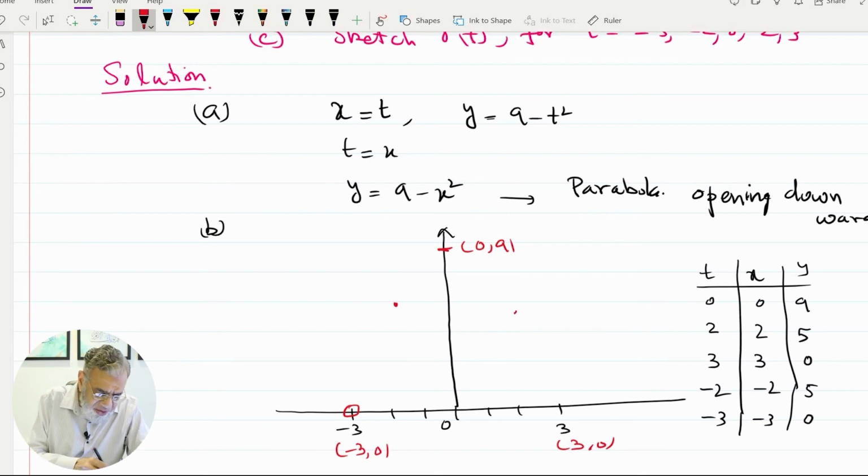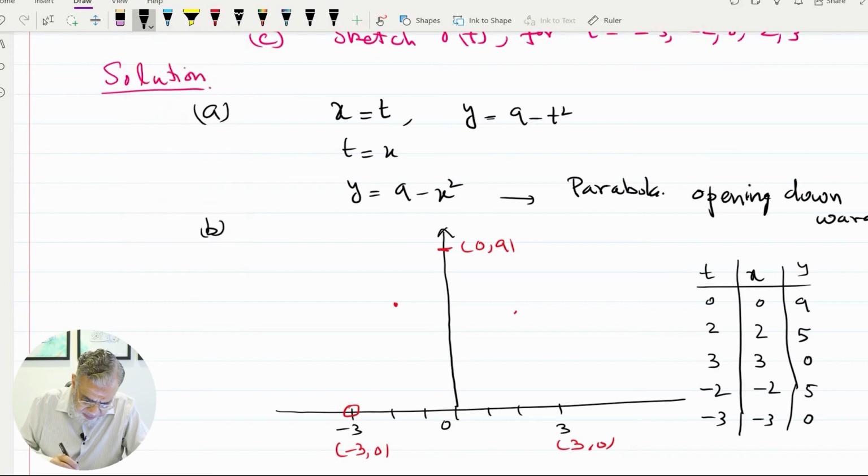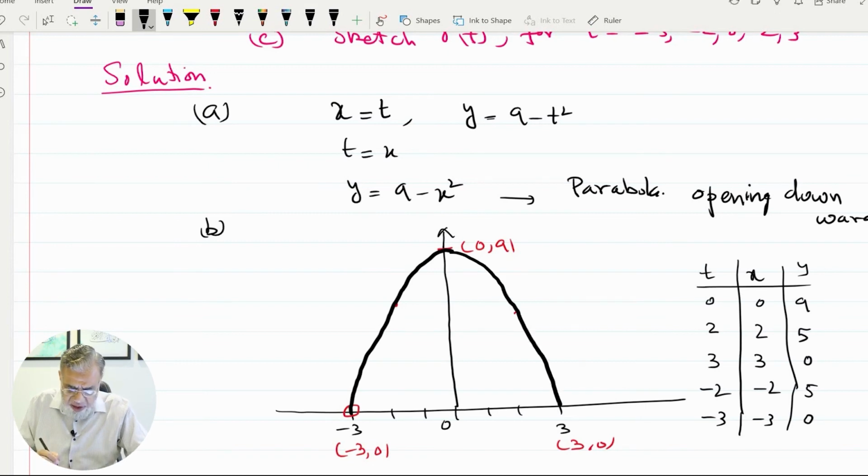So you sketch this one. My sketch is going to be here. We start from here, and then reach this point, come back, and then reach this one. This is my graph of the parabola opening downward.